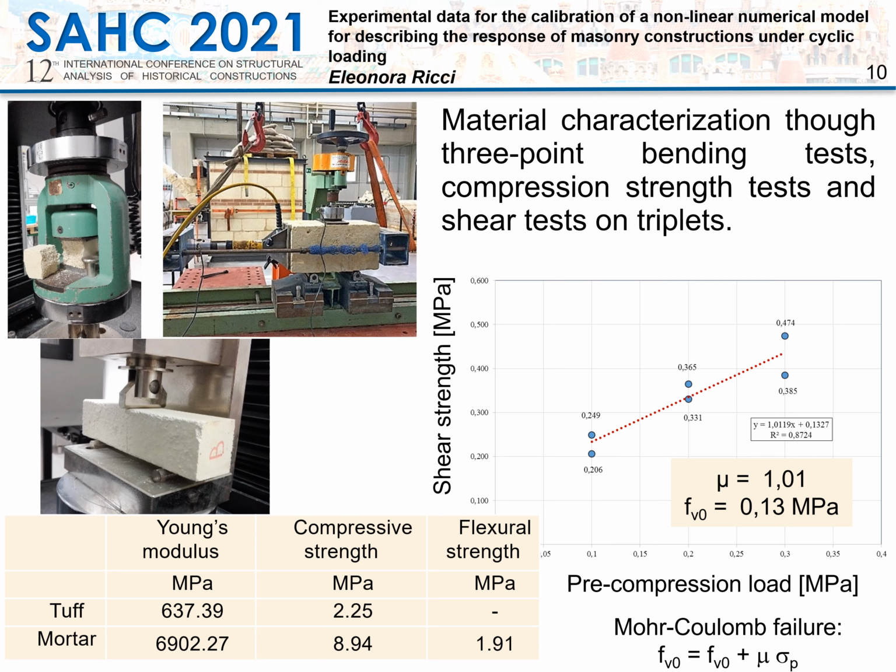The materials used for building the arch were mechanically characterized by 3-point bending tests on mortar samples and compression strength tests on tuff blocks. Moreover, shear tests on triplets were carried out with different levels of normal precompression, 0.1 megapascal, 0.2 and 0.3 megapascal, for calibrating the parameters of the Mohr-Coulomb failure criterion.